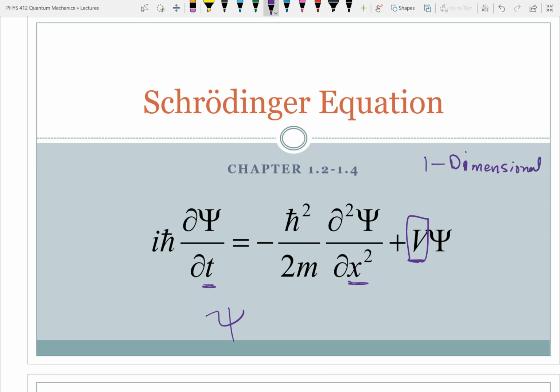If you have a three-dimensional version, like we do live in three spatial dimensions, you simply change the second derivative to that. That's the gradient squared. I'm sure there's a name for it by itself, but I can't remember. I'm not going to go out and guess.